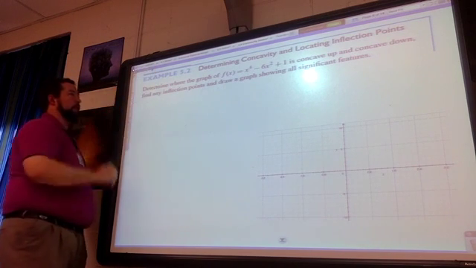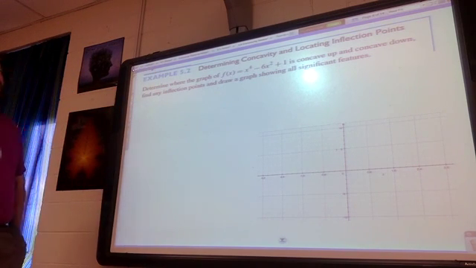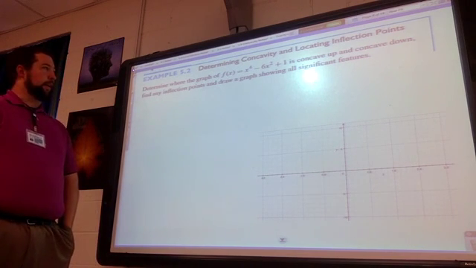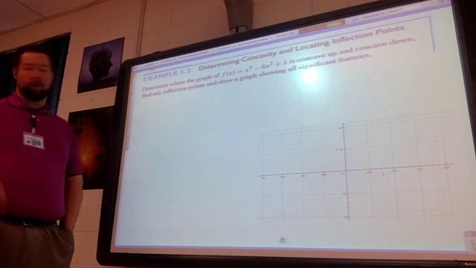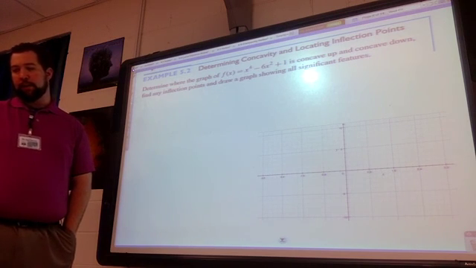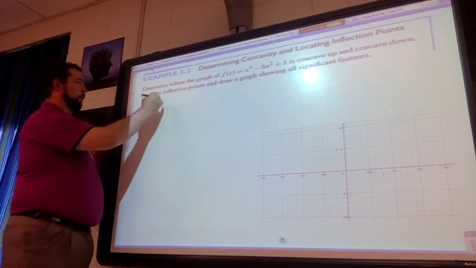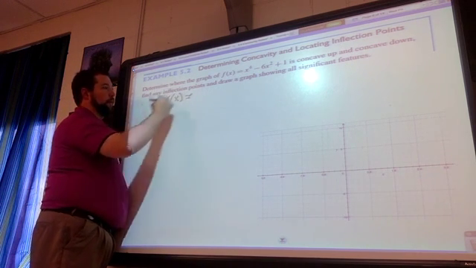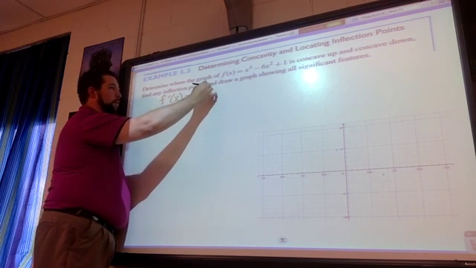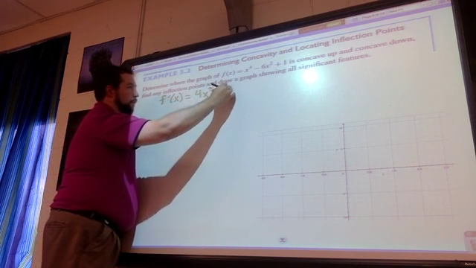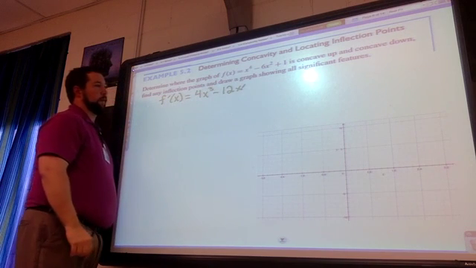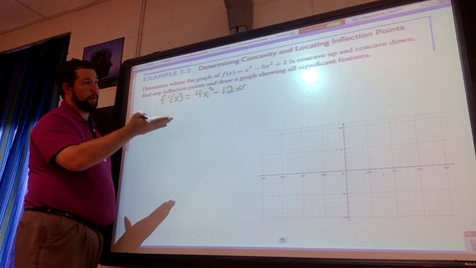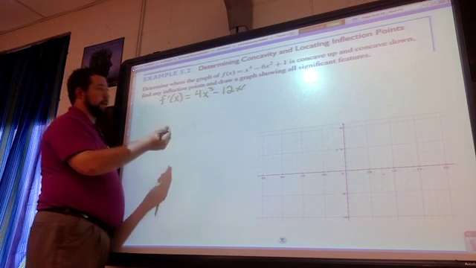All right, so let's look at this one. Determine where the graph of x to the 4th minus 6x squared plus 1 is concave up and concave down. Find any inflection points and draw a graph showing all significant features. So, first thing we do is take the first derivative, which would be 4x cubed minus 12x.